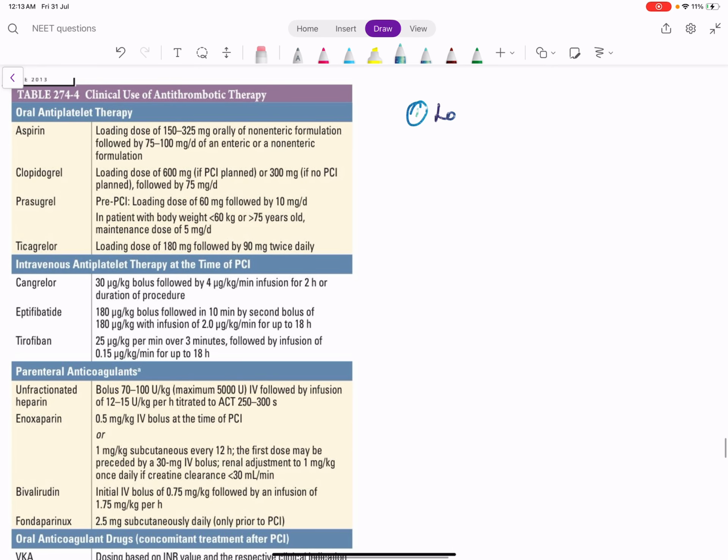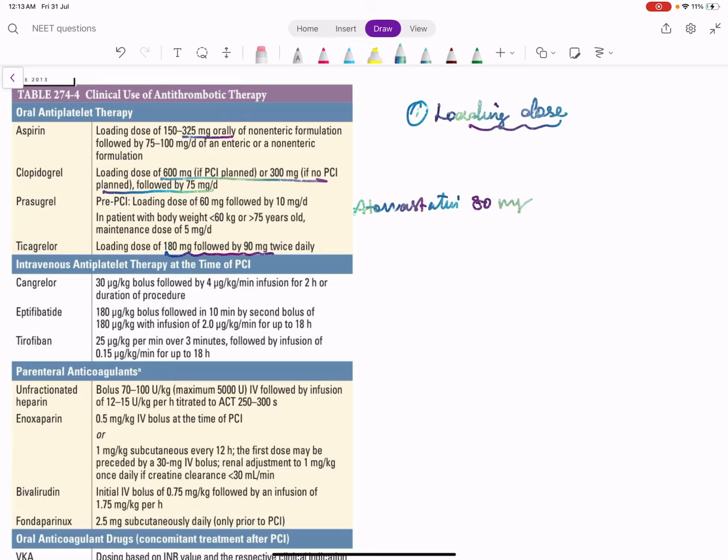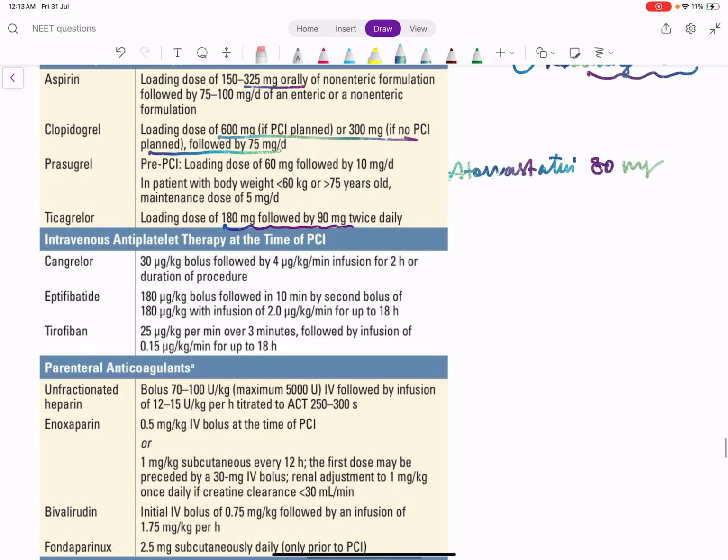We have to give a loading dose, whether it is unstable angina, NSTEMI or STEMI. The loading dose is usually 325 milligram of aspirin and 300 to 600 milligram of clopidogrel. Of course, prasugrel can also be loaded. Ticagrelor also can be loaded. If possible, you can remember the doses. Along with aspirin we are giving atorvastatin 80 mg. If it is an anterior wall infarct, we can give sorbitrate also, which is a nitrate vasodilator.